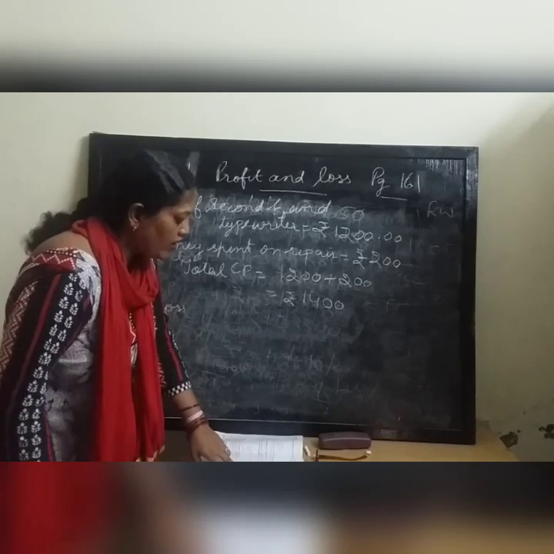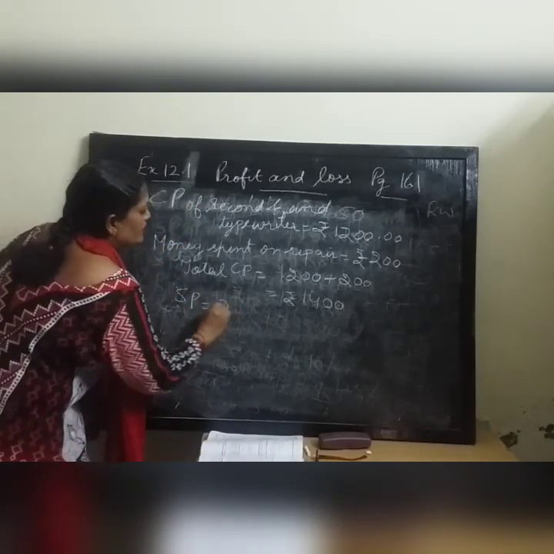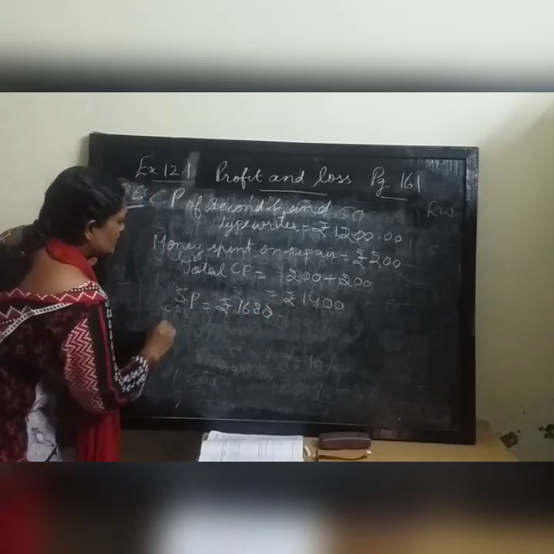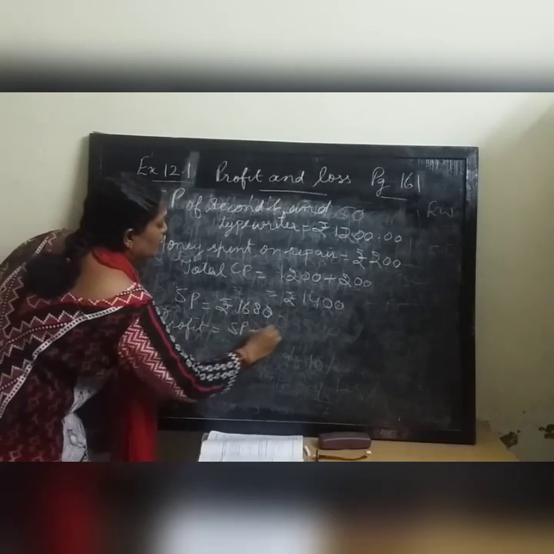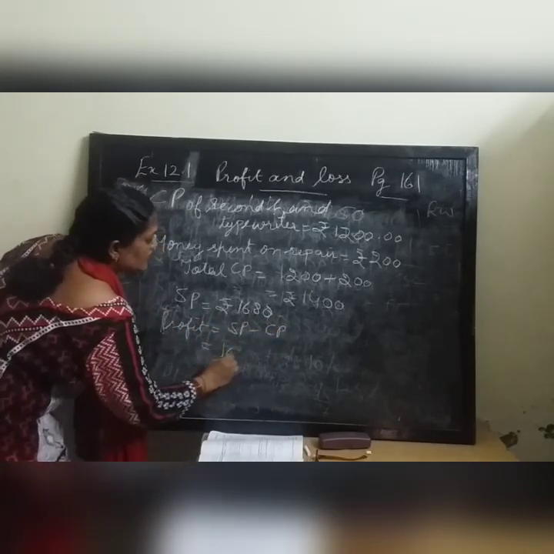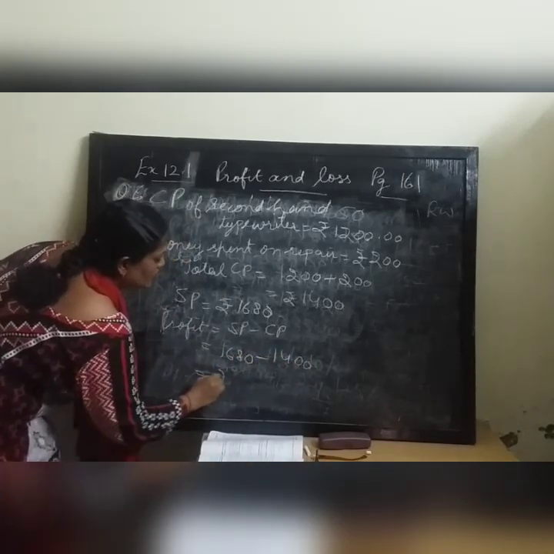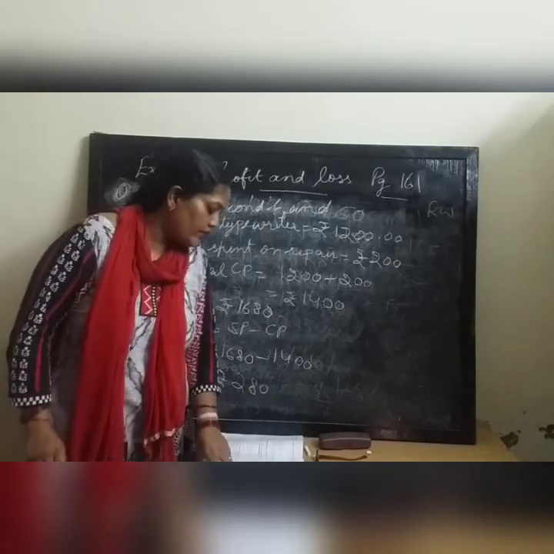Now he sold it for 1680. Selling price is rupees 1680. Now see, selling price is more, so there is a profit. Profit will be SP minus total cost price. That is 1680 minus 1400, that is rupees 280. We have to find the profit.